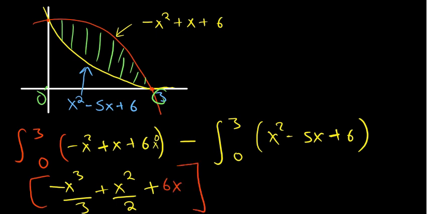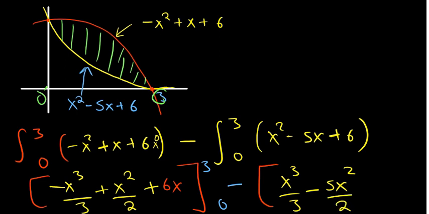So don't forget the limits that we have, 3 and 0, and then minus the other part. So for the other part, what's the integral there? Increase the power by 1, so it will be the power 3, divide by that again, and then plus 6x.